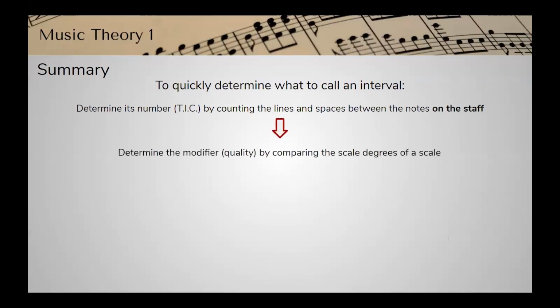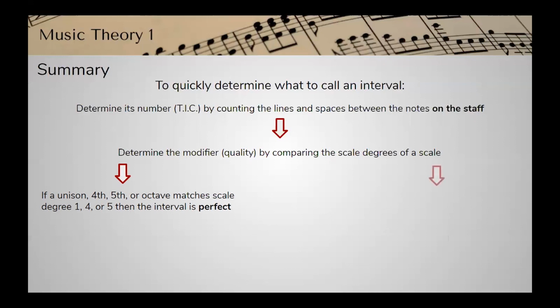Then sometimes at that point you're done. So you can often just call things thirds, fifths, sixths, and things like that, especially when we're just dealing with one key. Okay, but then if you also have to figure out the quality, you have to compare the scale degrees, the notes in the interval, to the scale degrees of a scale. So if it's a fourth, fifth, or octave, it could be perfect. And if it matches the first, fourth, fifth, or the octave in the scale, then it is perfect. If it doesn't, it's not perfect.